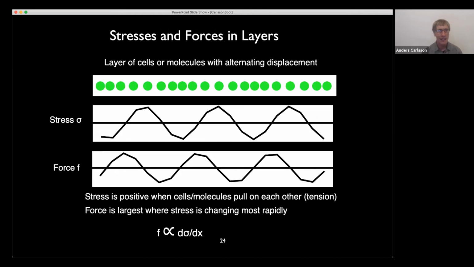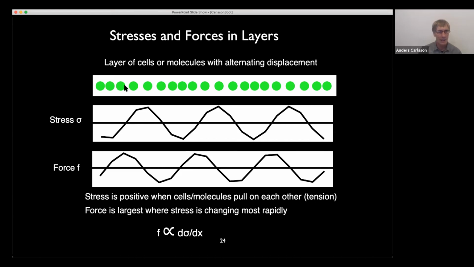Okay, and we can also look at layers of cells. So now we look not just at a single cell, but at something like a tissue. It's not a 3D tissue, but a layer of cells. And then we had to think in terms of stress because it's getting to be a macroscopic entity. So let's step back a little bit.